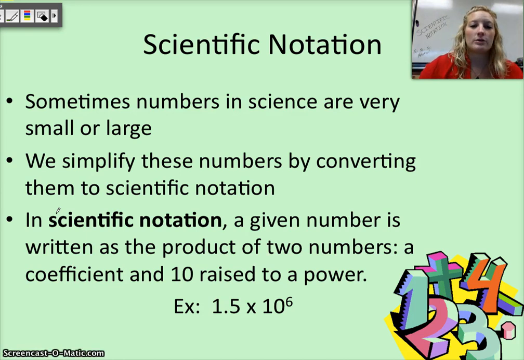In scientific notation, a number is written as the product of two numbers, a base coefficient. In the example down here, this would be the base coefficient, and then we multiply it by some power of 10. You will always multiply it by 10, and then you'll have an exponent raised to a power.